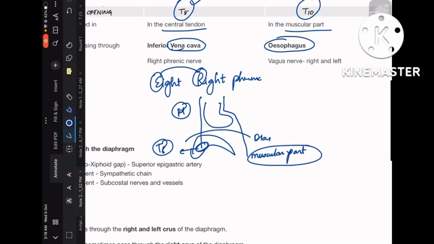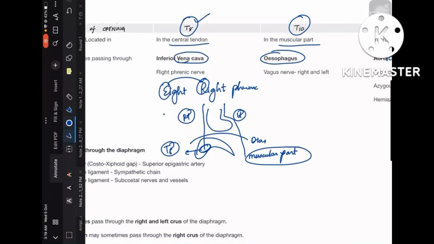It just pierces the muscular part of the diaphragm and it goes like that. So the left phrenic nerve is not involved in these openings. Only the right phrenic nerve is involved. So that completes T8 for you.